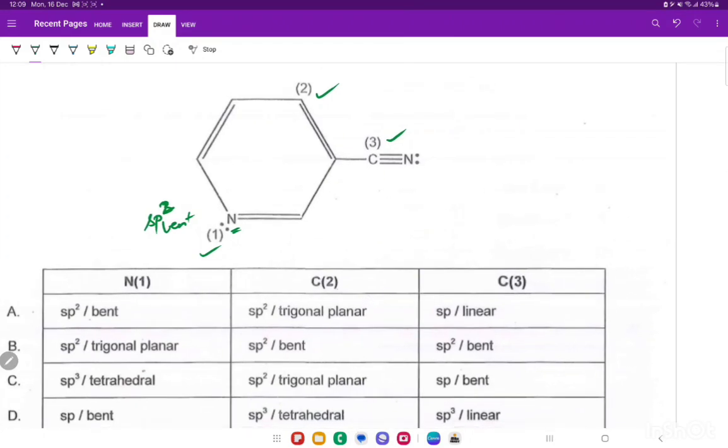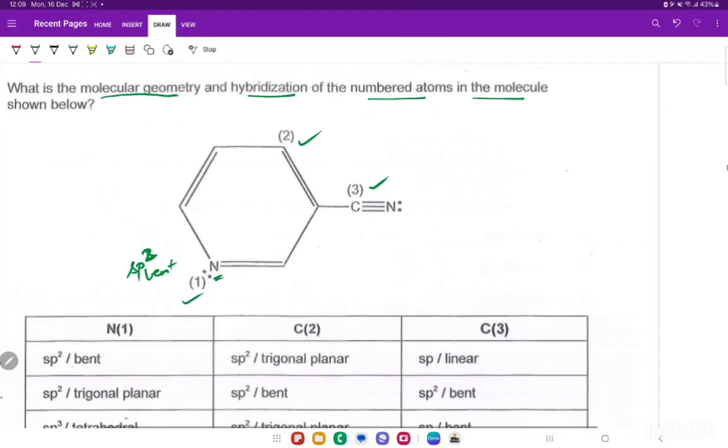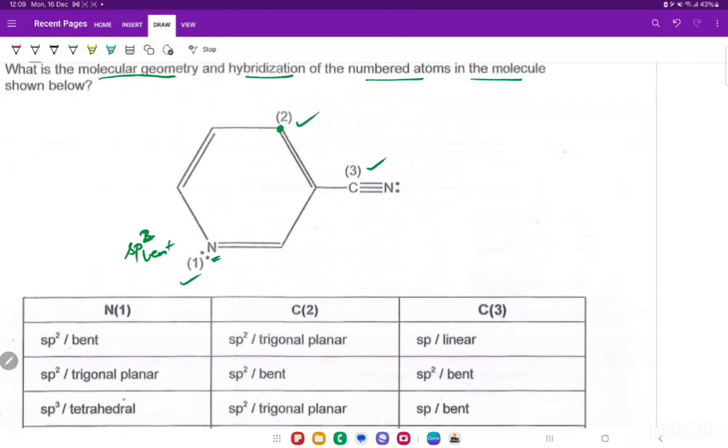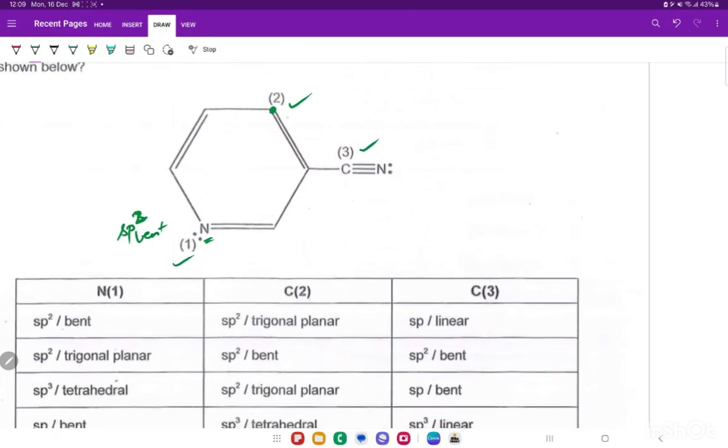Next, if I talk about atom number 2, which is a carbon here, and this is a double bonded carbon, so it will have trigonal planar and sp2. It is also sp2. And next is carbon number 3 here. Carbon 3 here is bonded by a triple bond, therefore it should be sp hybridization. So this is sp2 nitrogen 1, then again sp2 carbon, and then sp carbon.